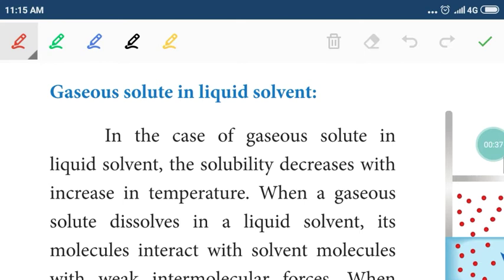Second one, temperature. For an endothermic process, temperature increases, solubility increases. For an exothermic process, temperature increases, solubility decreases. This is the general trend.